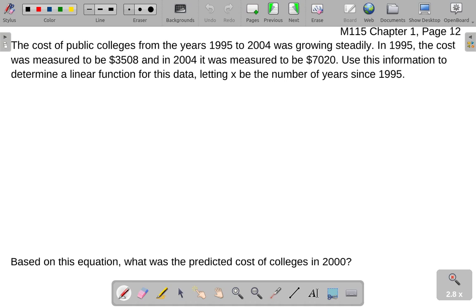The cost of public colleges from the years 1995 to 2004 was growing steadily. In 1995, the cost was measured to be $3,508, and in 2004 was measured to be $7,020. Use this information to determine a linear function for this data, letting x be the number of years since 1995.